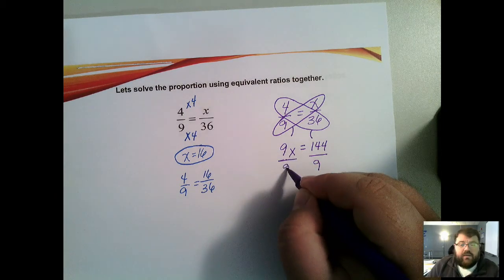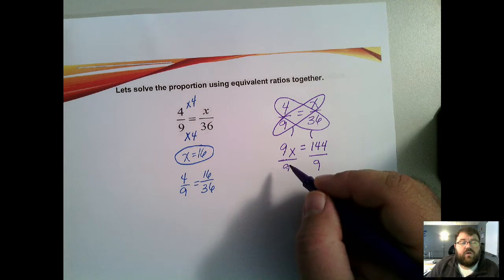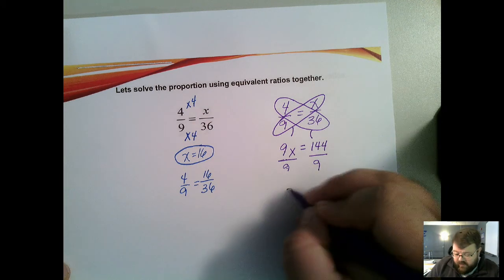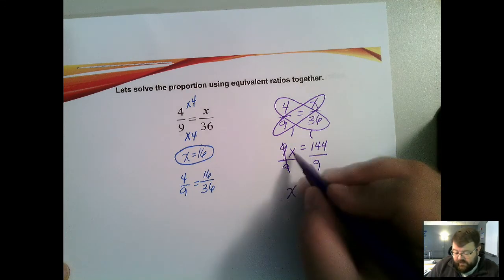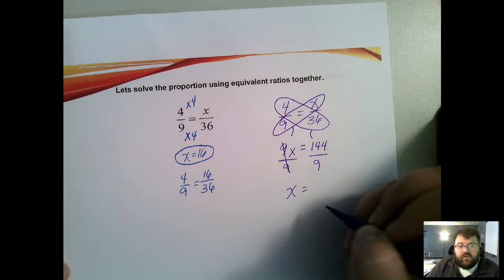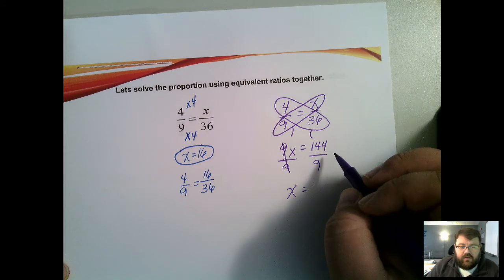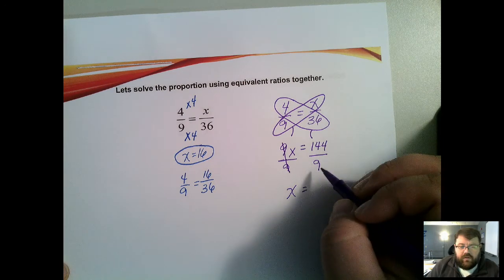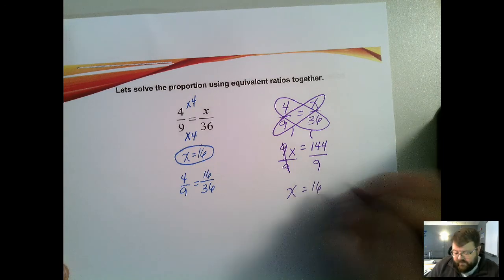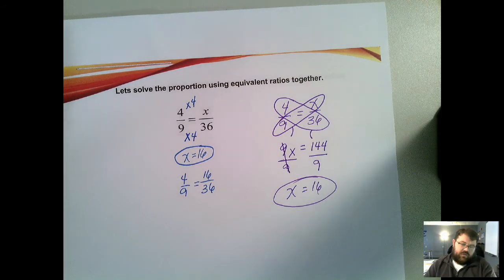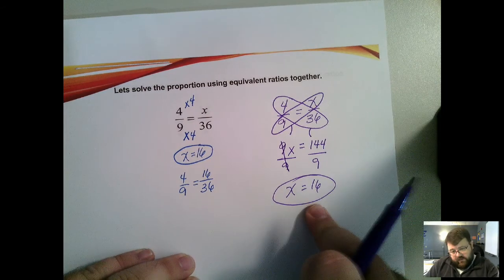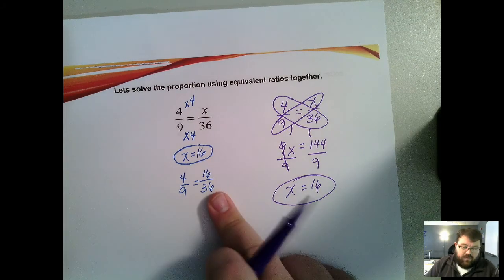9 divided by 9 is 1, and the way we show 1x is x. So we say these cancel. Leaves you with x is equal to 144 divided by 9, which is 16. Ended up at the same place. Two completely different strategies. This works every single time. This one works most of the time.